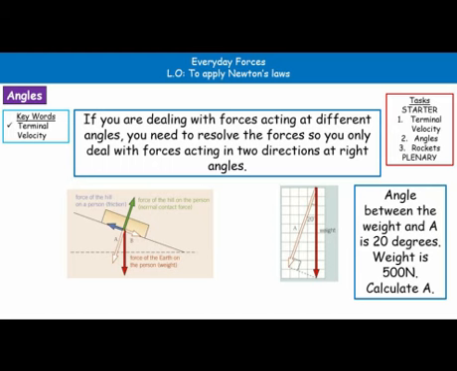The kind of question we could get is on the right hand side of your screen there. The angle between the weight and A is 20 degrees, weight is 500 newtons, calculate A. So what I'm going to do is take you through how we would actually do this question.